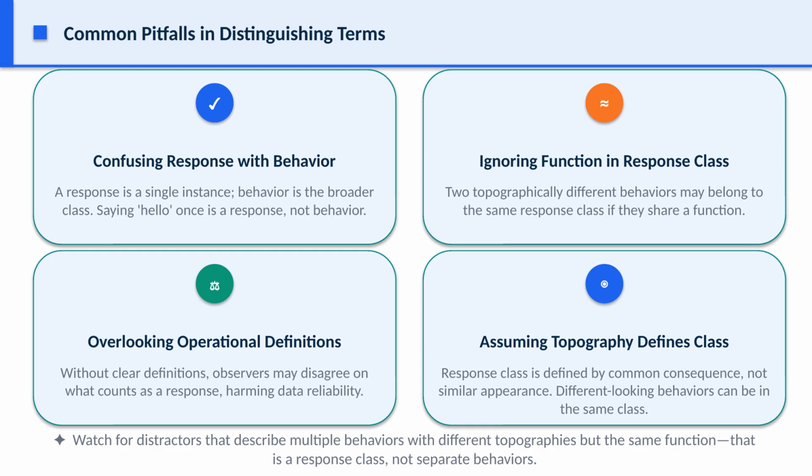Third, without clear operational definitions, observers may disagree on what counts as a response, which harms data reliability, a critical issue for exam questions on measurement. Finally, do not assume topography defines a response class. It is defined by a common consequence, not similar appearance. For the exam, expect scenarios where you must identify whether responses are in the same class based on function, not form, and ensure your definitions are precise to avoid inter-observer disagreement.